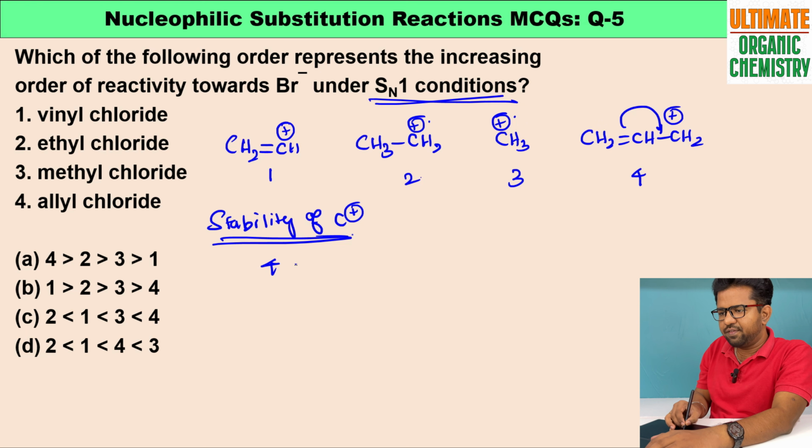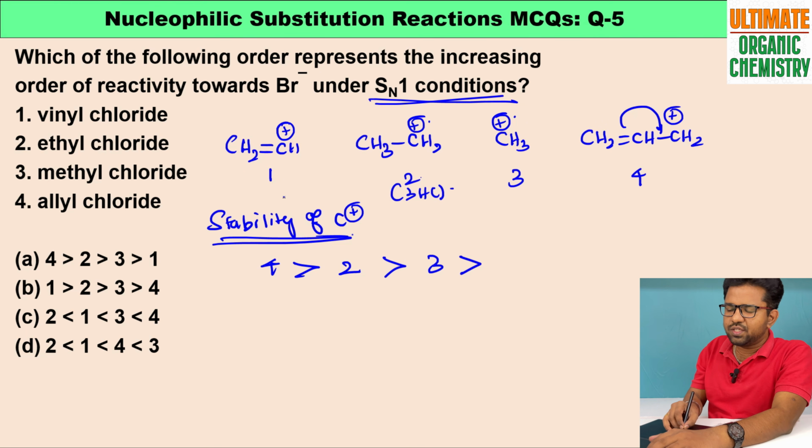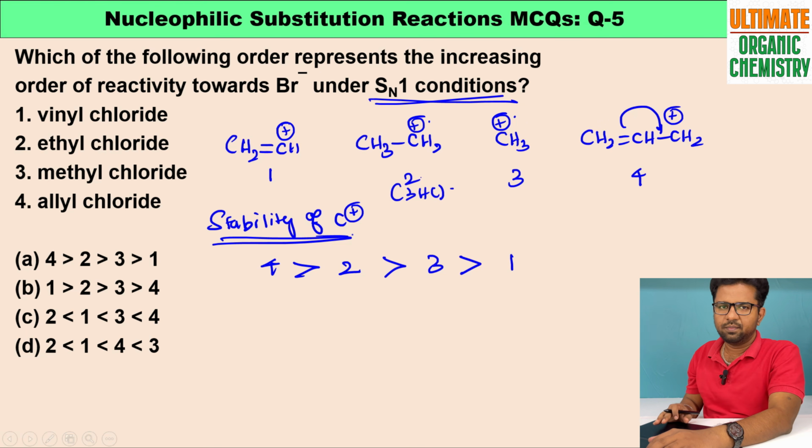And next one we have cation 2, that is primary cation, because you have 3 hyperconjugation forms. Next one you have methyl cation 3. And the least one is vinyl cation. This vinyl cation will not form that easily because it is unstable. So among the 4 species, the stability order of carbocation goes 4, 2, 3, 1.